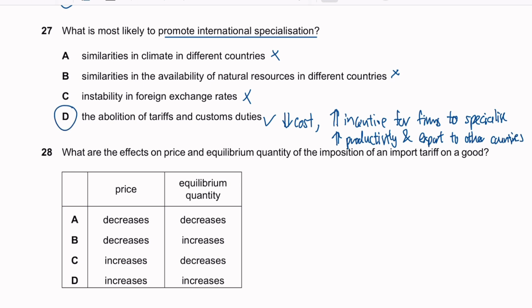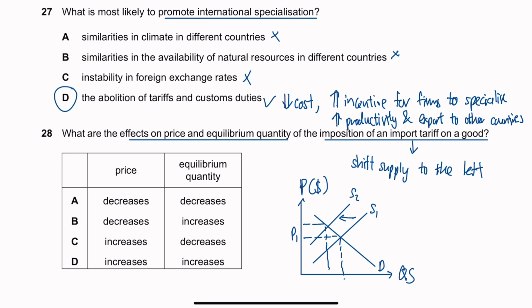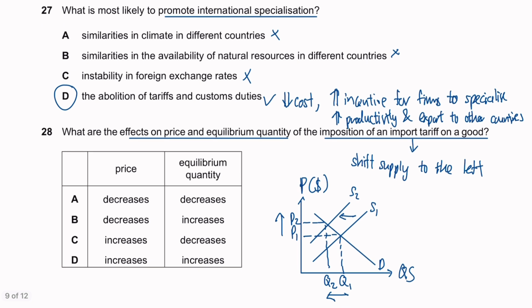28. What are the effects on price and equilibrium quantity of the imposition of an import tariff on a good? So when we impose an import tariff, this will shift the supply curve to the left as supply reduces. So let's draw a curve. So we see that this will cause the price to increase while decreasing the equilibrium quantity. So C is the answer.